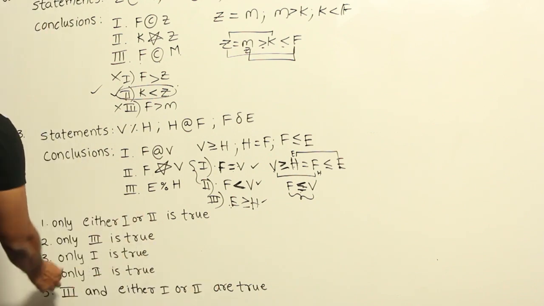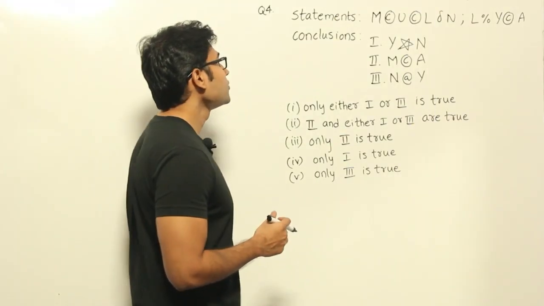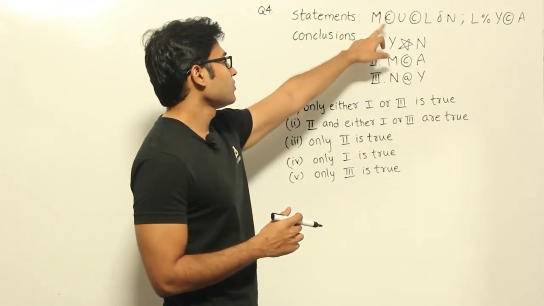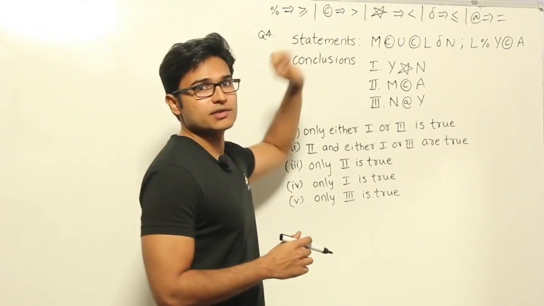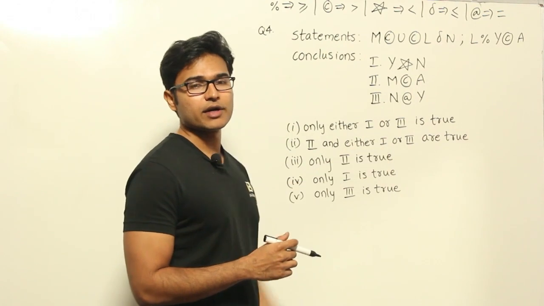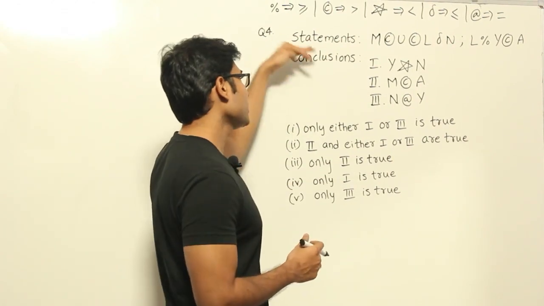Therefore it is 5. Okay. Now let's see this question, question number 4. First let's try to substitute these symbols with the actual relations. I think you remember how we got these actual relations from the data that we have read earlier, right? From that I am starting here.